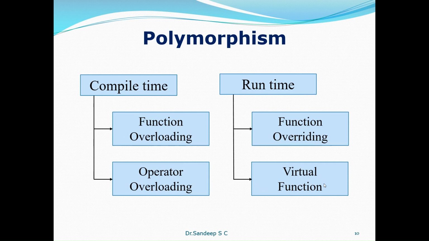Broadly, there are two types of polymorphism that we can see. One is compile time, another one is runtime. In compile time, we have two types: one is function overloading, another one is operator overloading. Both come under compile time polymorphism. Another category we have is runtime polymorphism. We have two types of implementation there: one is function overriding, another is virtual functions. Okay, so we got a brief idea of the different features of object oriented programming.